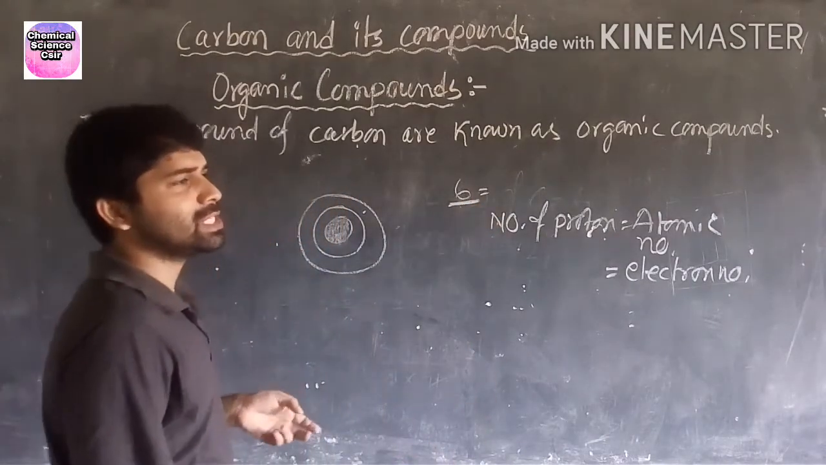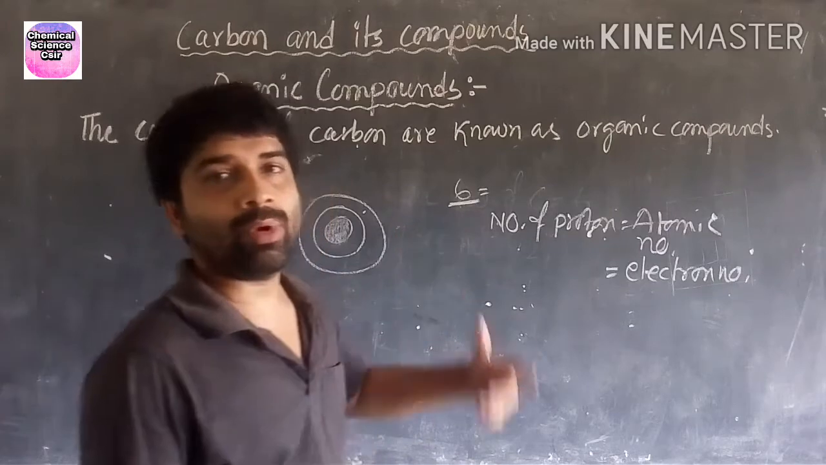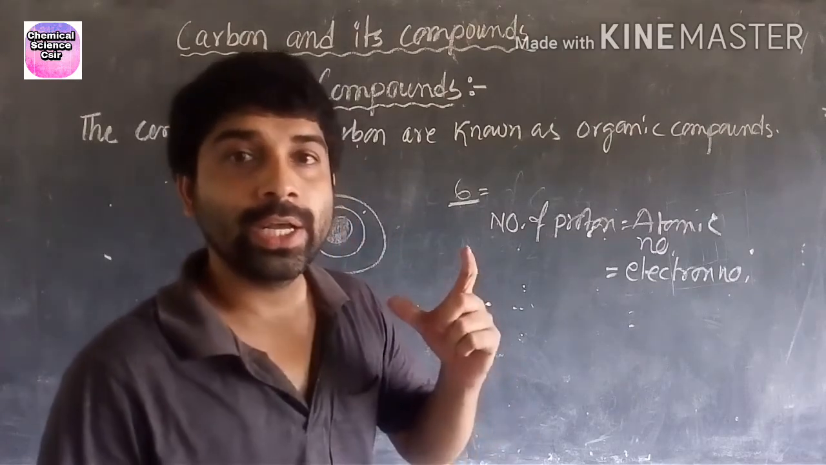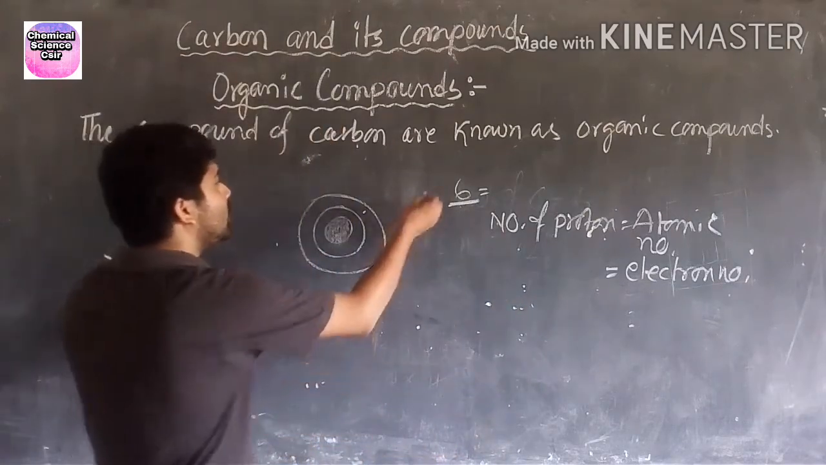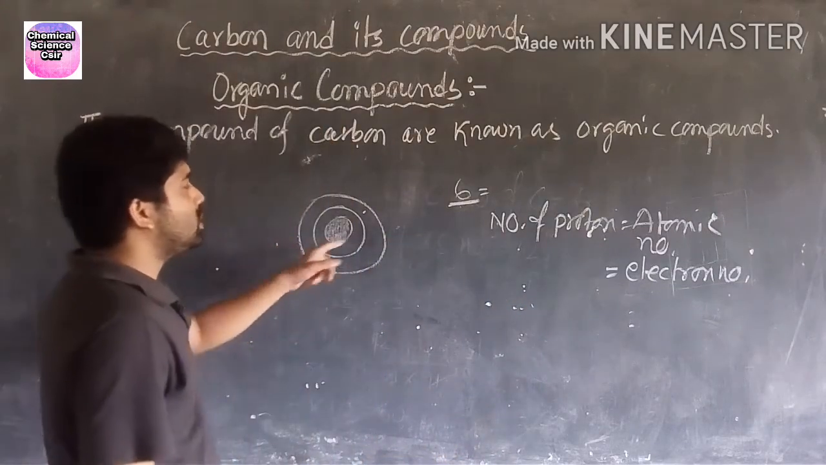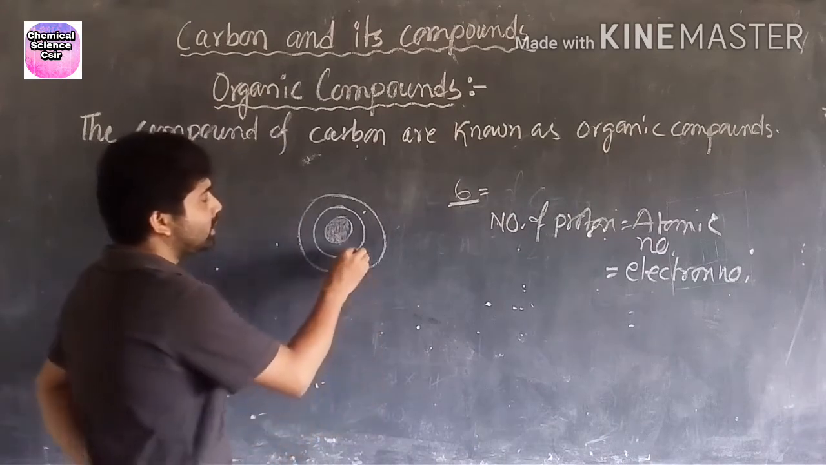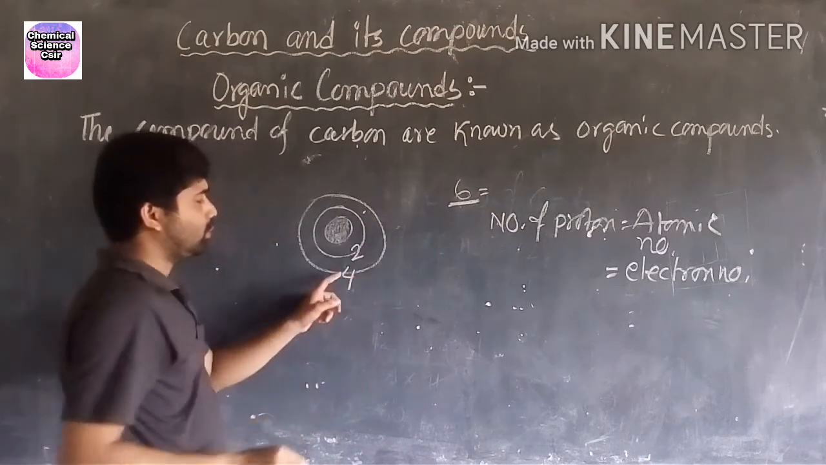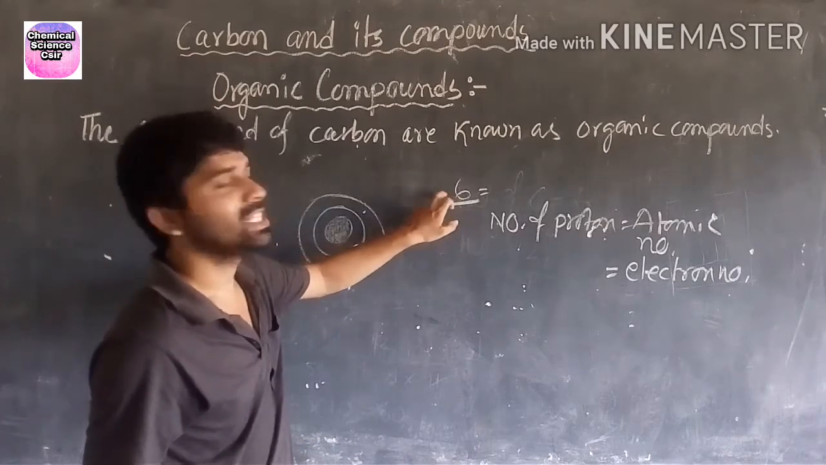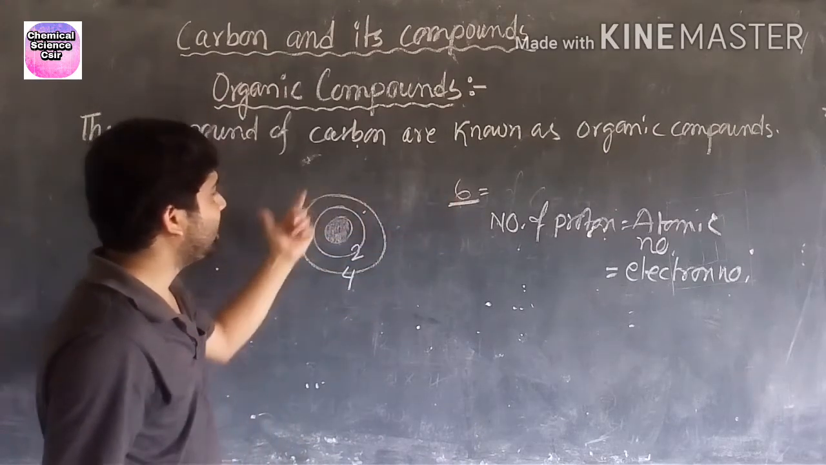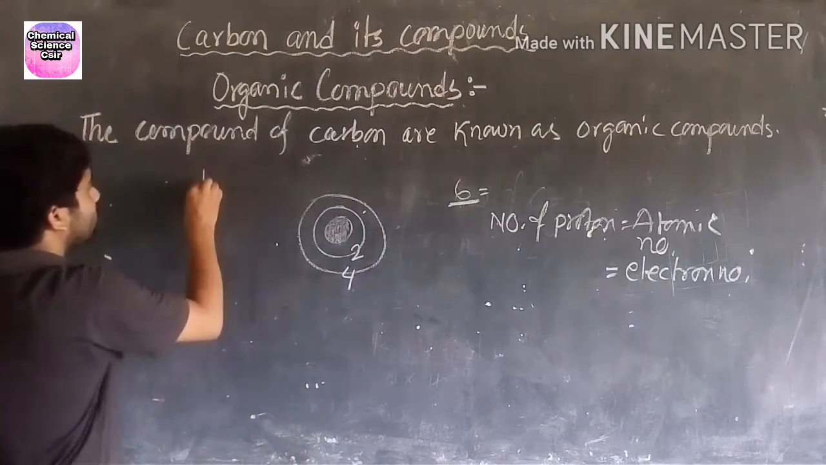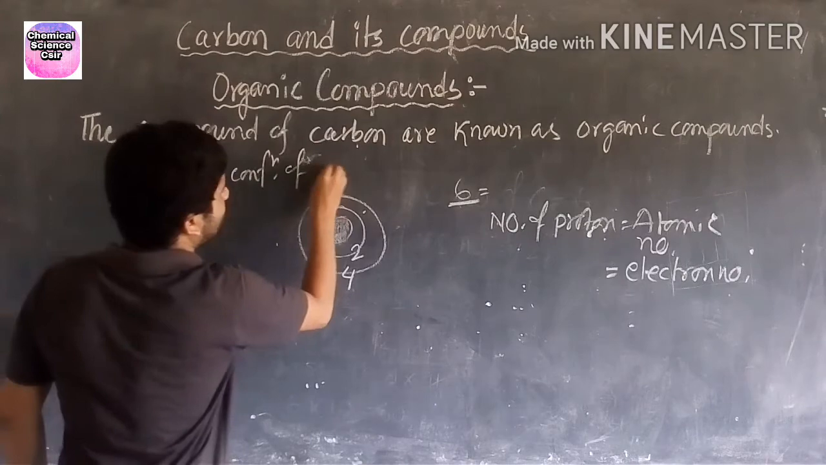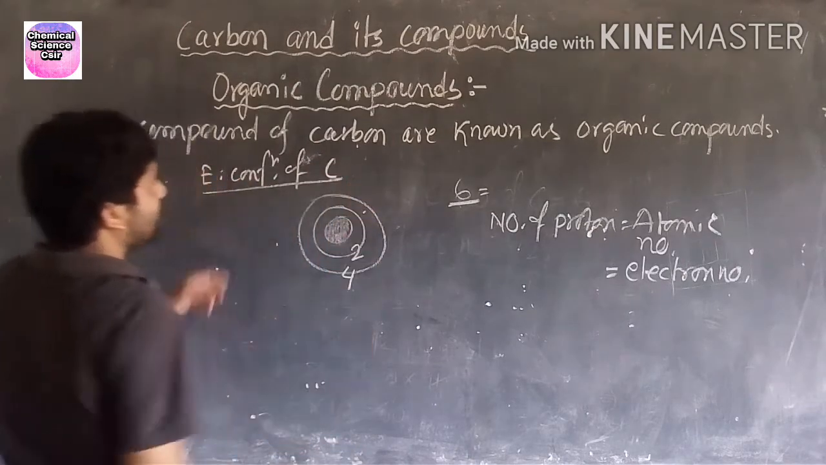How many electrons are present in carbon? In carbon, how many electrons are present? There are 6. In the first shell, only 2 electrons are required, and here 4. So 4 plus 2, then 6. Okay, this one is the electronic configuration of carbon.